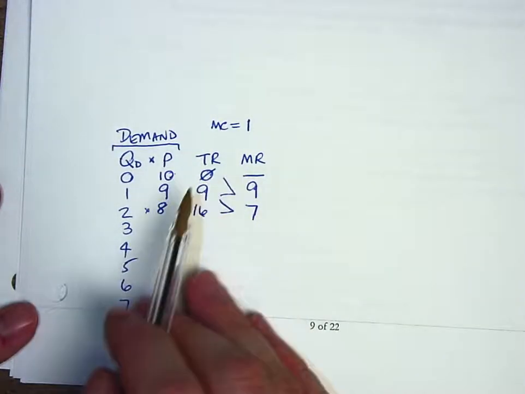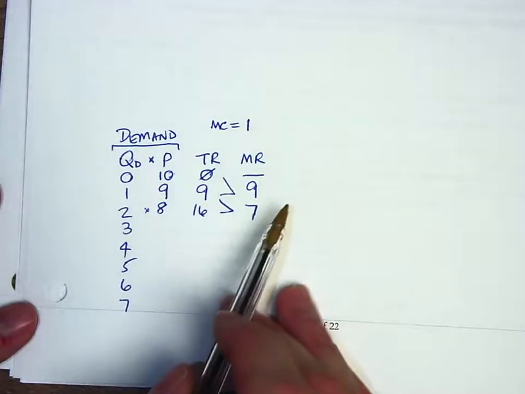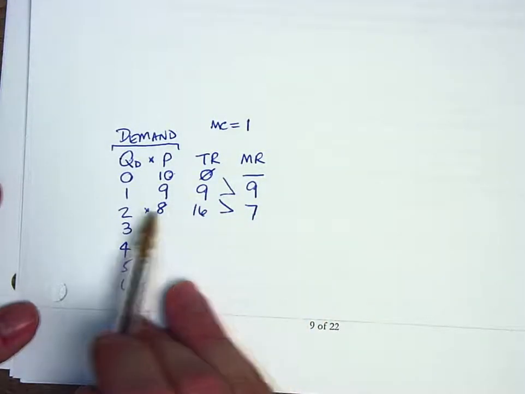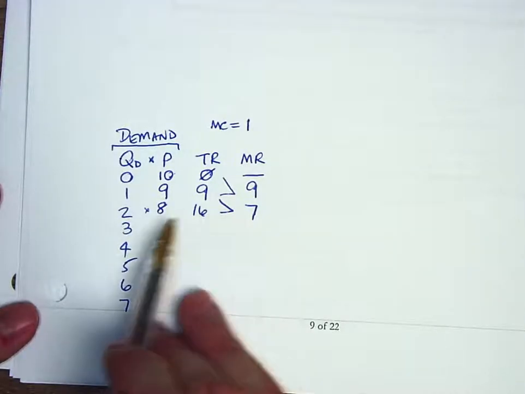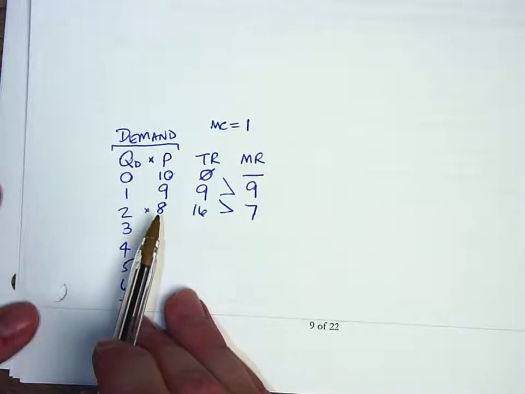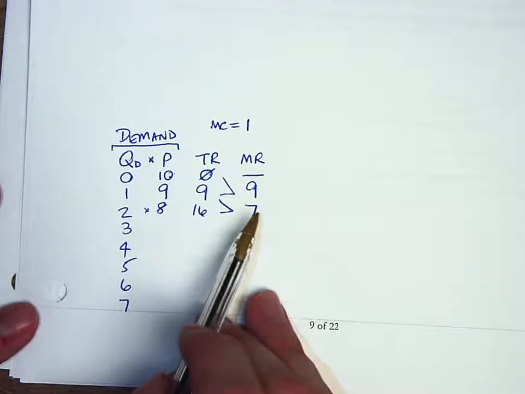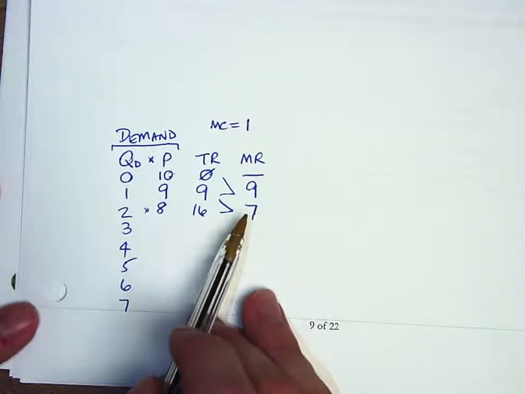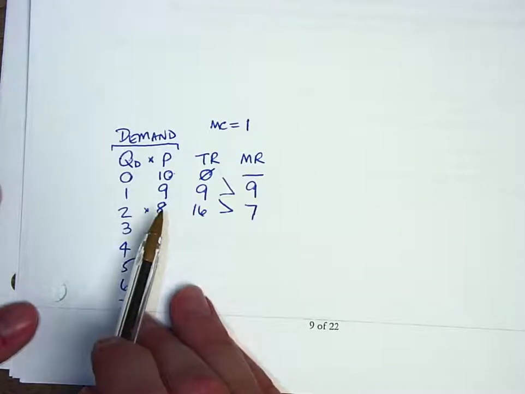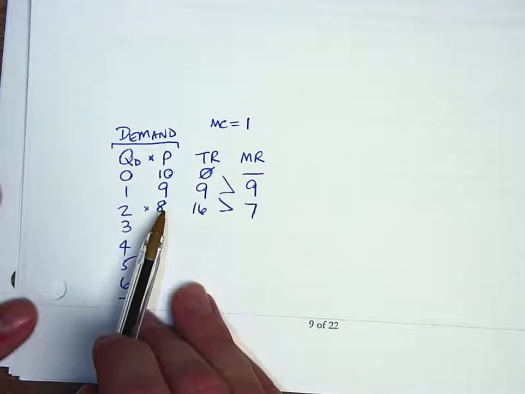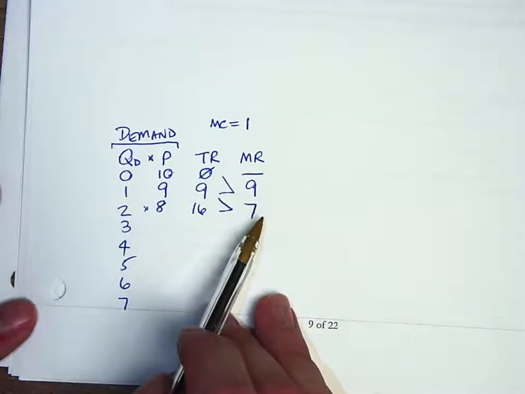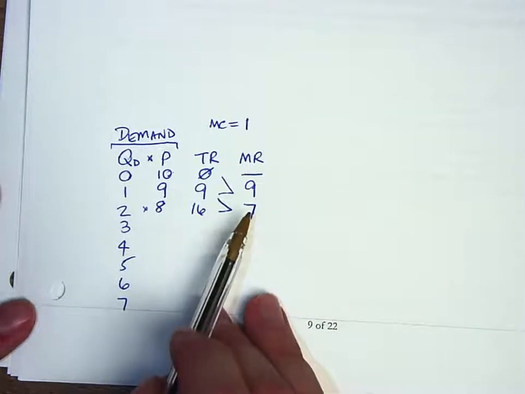Now, that at first glance, a little math trick, I pulled a rabbit out of a hat here, but now at quantity 2, the price is 8. They sold that second unit for 8, but they only got 7 in marginal revenue. How can that be? How could it be that you could sell a unit for $8 but only get 7 of additional revenue, right? That almost doesn't make any sense.